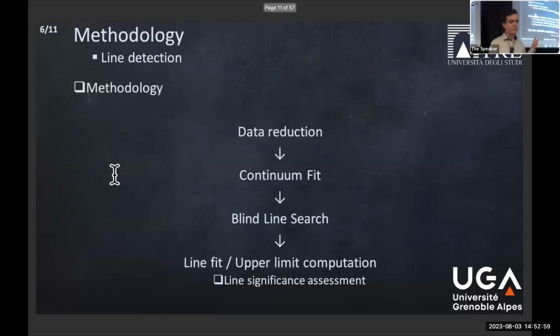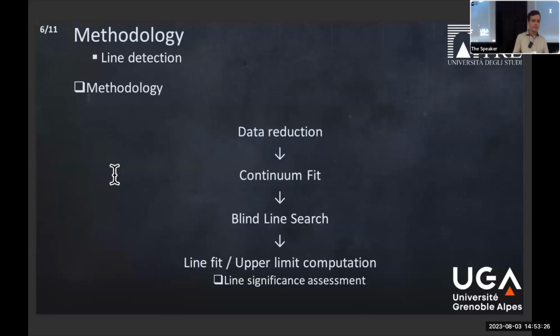And after a bit of data reduction and a bit of continuum fitting, you can actually start trying to detect your lines first with a blind search. I'm not going to explain what a blind search is because we've had it a bit already in the last few talks. And after that, you can try to add Gaussians. I'm sorry for the physical modelers here, but just Gaussians with physically motivated parameters. And the goal is just to estimate the parameters of each individual line, and then their significance individually.